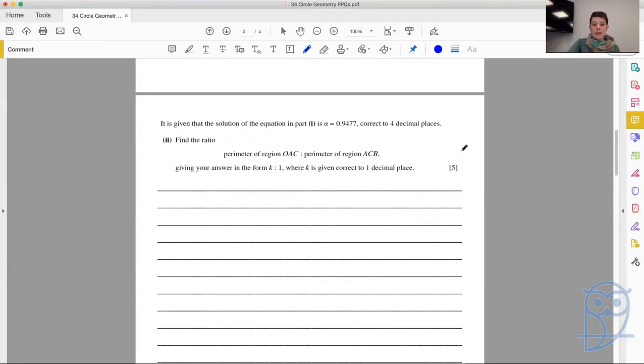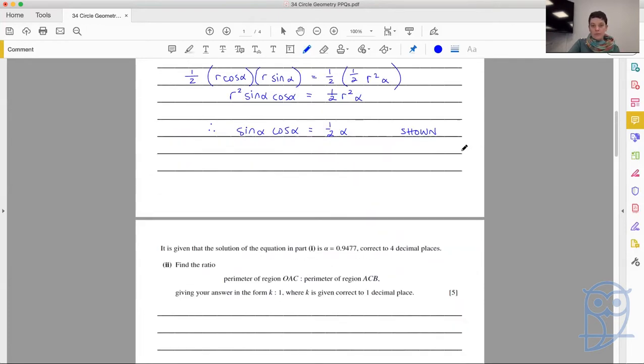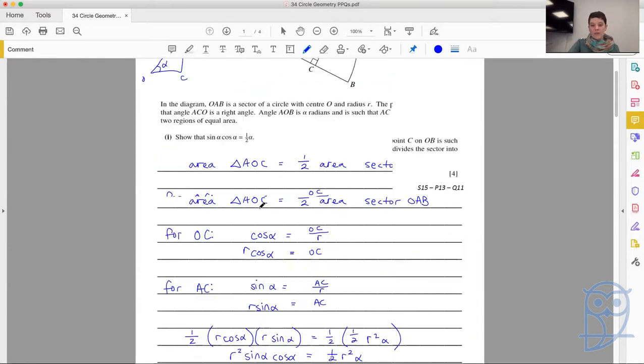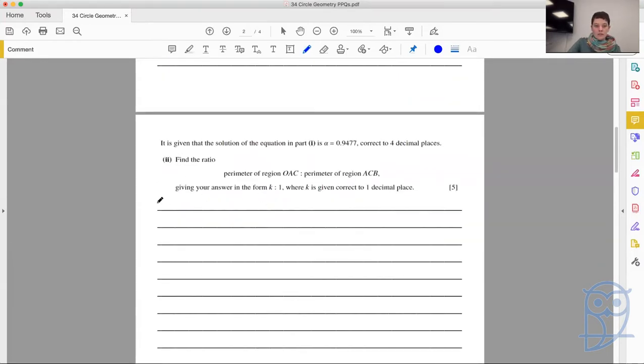So we need the perimeter of OAC and the perimeter of ACB. The perimeter of OAC would be R plus our R cos alpha and our R sin alpha. So perimeter OAC equals R plus R sine, instead of alpha we have 0.9477, plus R cos 0.9477.